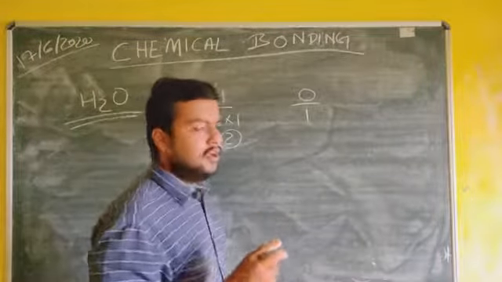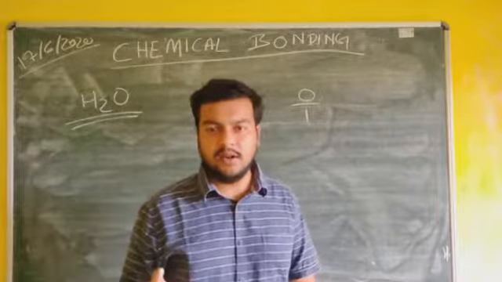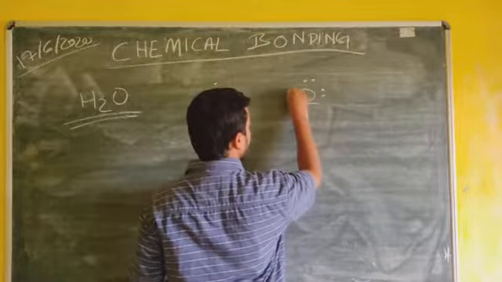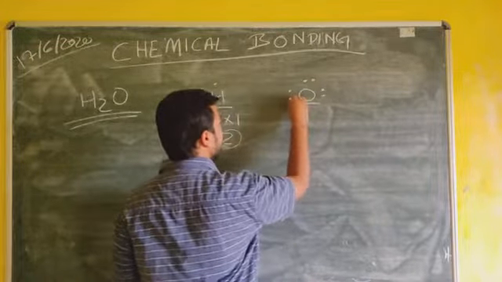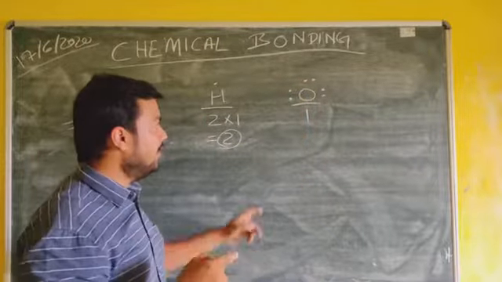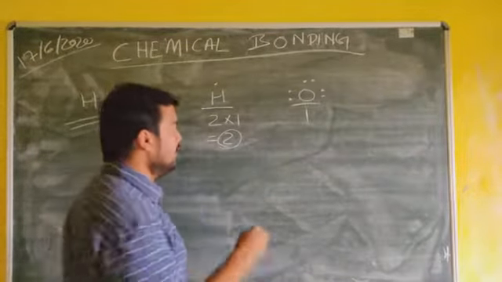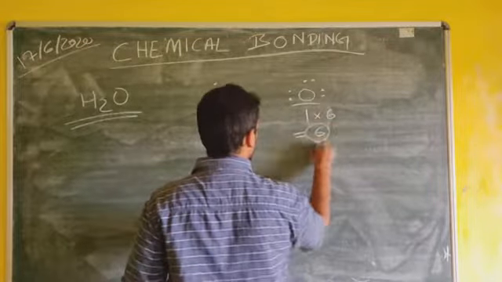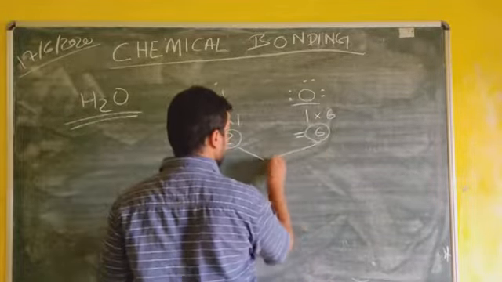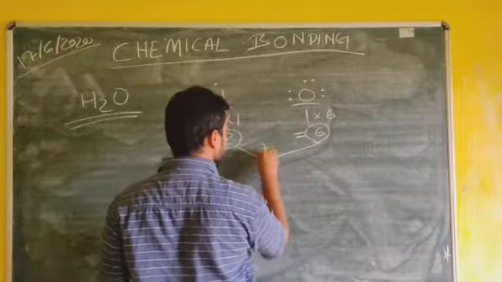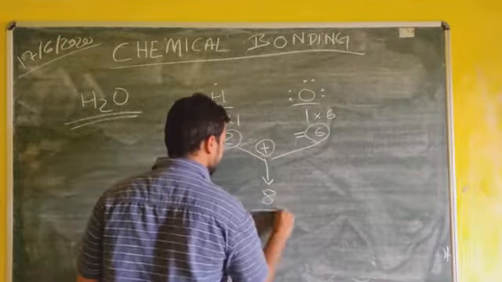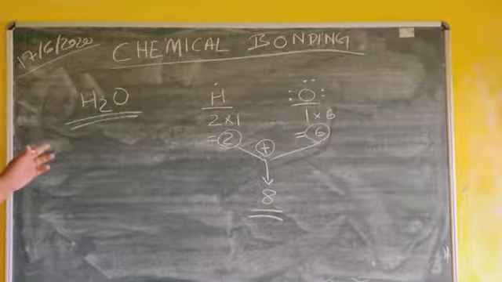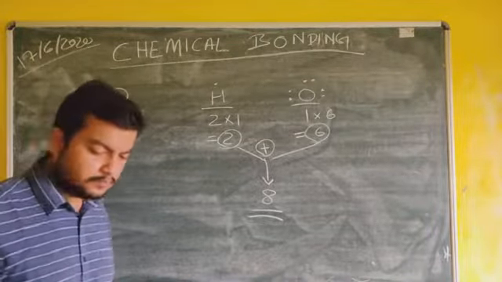In case of oxygen, how many valence electrons are there? 6. 1, 2, 3, 4, 5, 6. So how many valence electrons are present in one oxygen atom? 6. So we can write that 1 into 6 equal to 6. So 6 plus 2 is 8. So there are 8 valence electrons present in the H2O molecule.